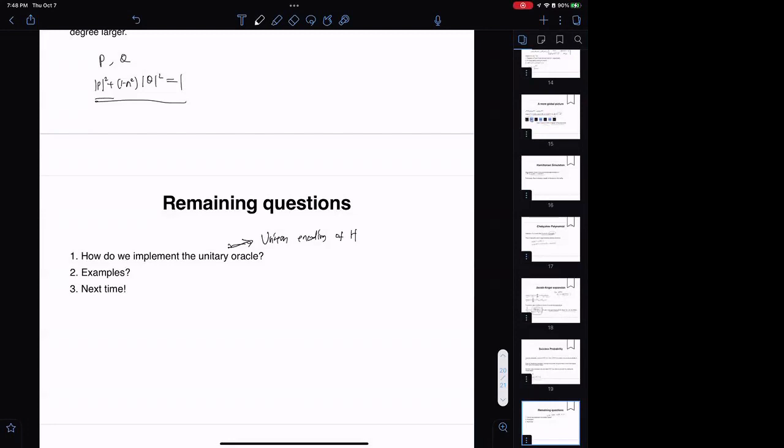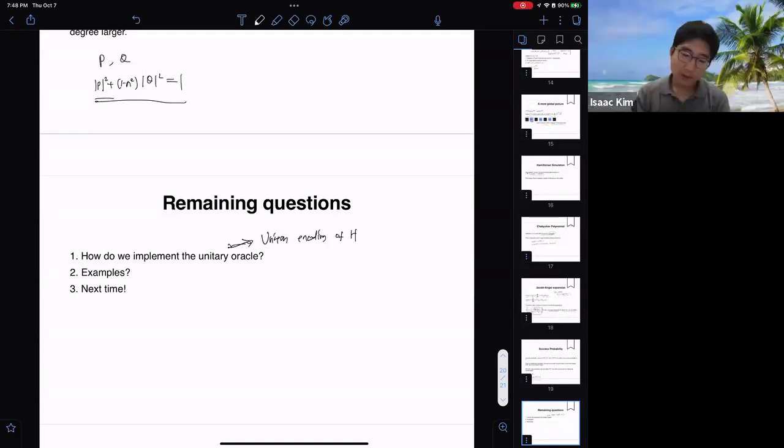So oracle is just another name for the unitary encoding that you showed? Yeah, I think I should have just written it as unitary encoding of H. Okay.